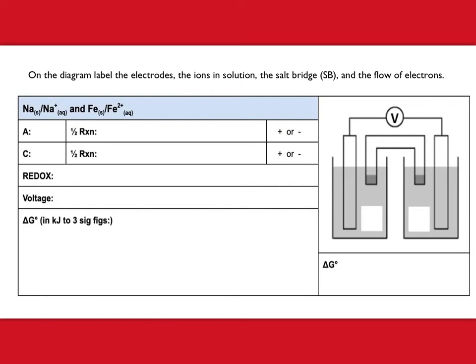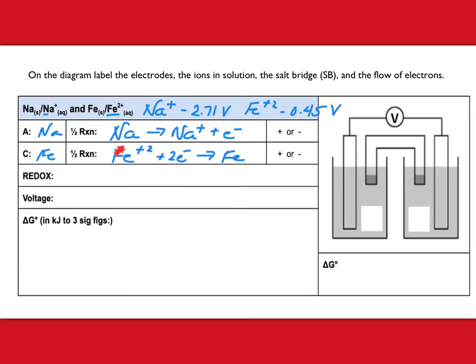This problem is really going to pull everything together, so I'll show you how it works. The first thing I would do is look up the standard reduction potentials for these 2 ions. So I'll do that and write them down. So we can see that the sodium has a much lower standard reduction potential than the iron does. That means that the iron will be reduced, and therefore the iron will be the cathode and the sodium will be the anode.